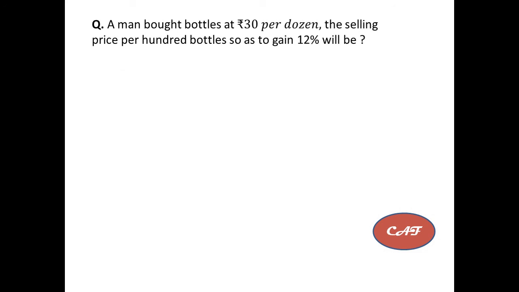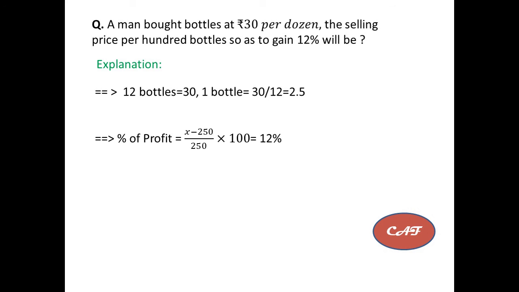Next question. A man bought bottles at 30 rupees per dozen. The selling price per 100 bottles so as to gain 12% will be. So he bought a dozen bottles at 30 rupees. So he wants to sell those bottles, 100 bottles, at the gain percentage of 12%. So what is the SP he is asking? So he gave 12 bottles equal to 30 rupees. So I am calculating one bottle is equal to how much? One bottle is equal to 2.5 rupees.